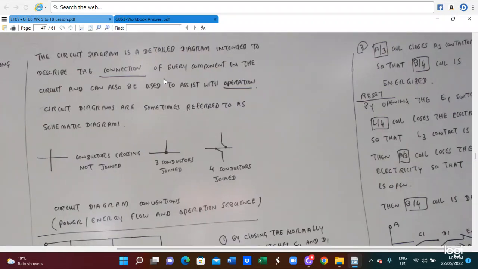And the circuit diagram is a diagram used to describe the connection of every component. The circuit diagram can also be used to assist with the operation. Operation circuit diagrams are sometimes referred to as a schematic diagram.